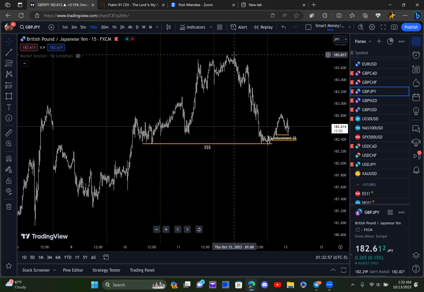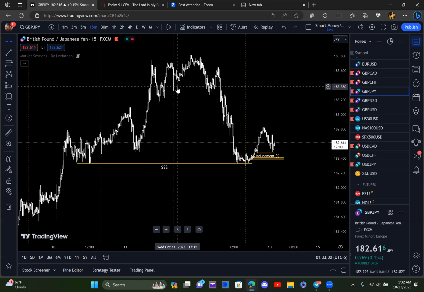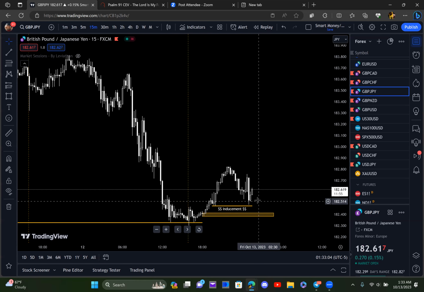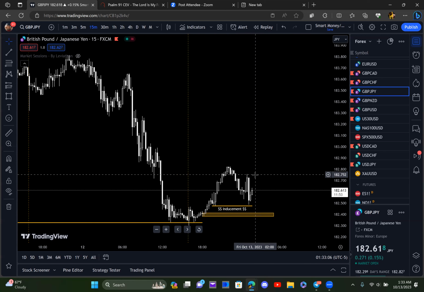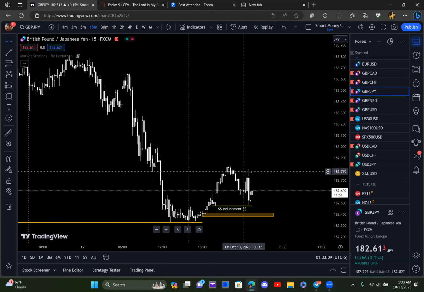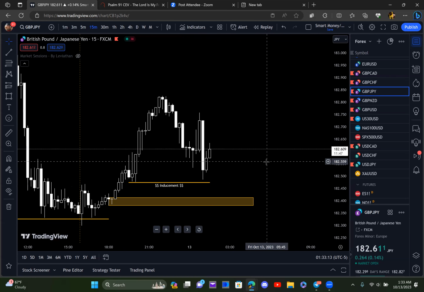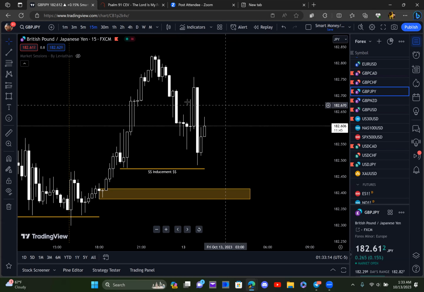External liquidity. And see how it came down? It came down and it targets internal liquidity. Liquidity being inside of the range, right?